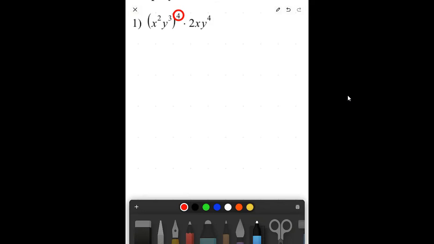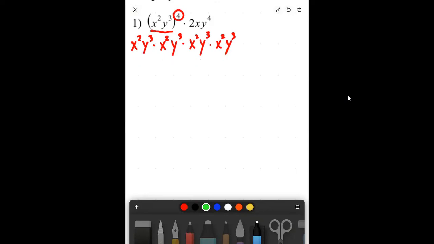So the very first thing we're going to do is expand this base. The exponent is 4, the base is everything inside the parentheses. So I'm going to have 4 copies of this. So this is going to be x squared y to the third times x squared y to the third times x squared y to the third times x squared y to the third. So that's 4 copies. 1, 2, 3, 4. So once you've done that, you're good.